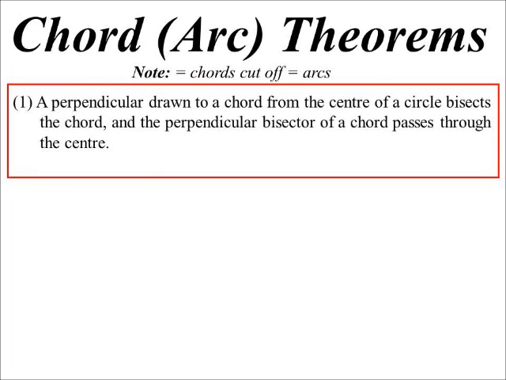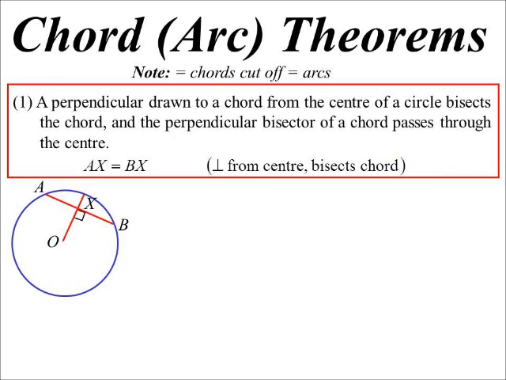All right. Here it is in its long description. A perpendicular drawn to a chord from the centre of a circle bisects the chord, and that perpendicular bisector of the chord passes through the centre. What a mouthful. What are we talking about? Much better, the abbreviation: the perpendicular from the centre will always bisect the chord.